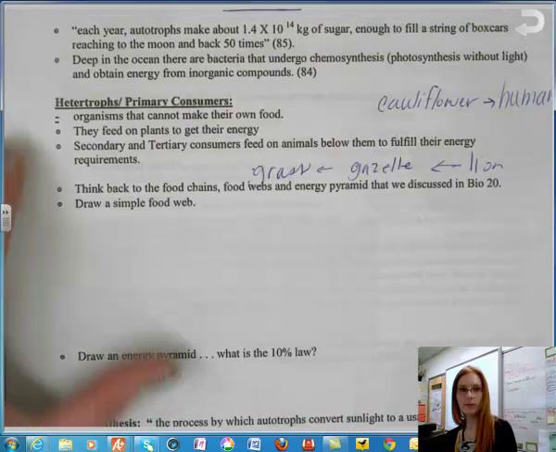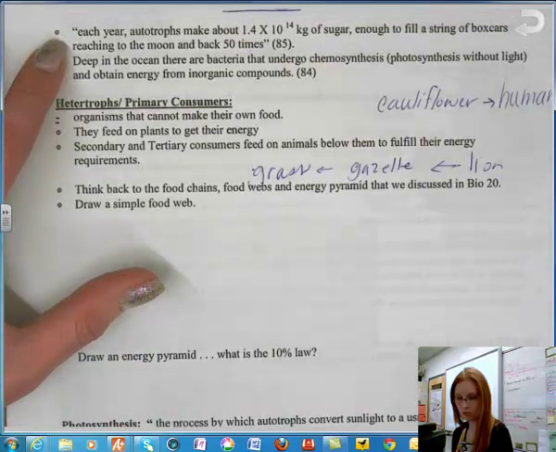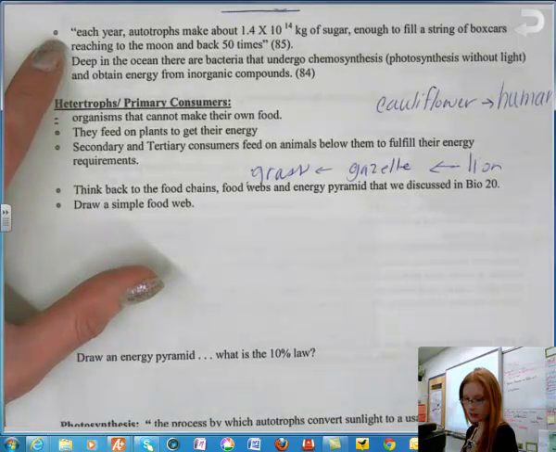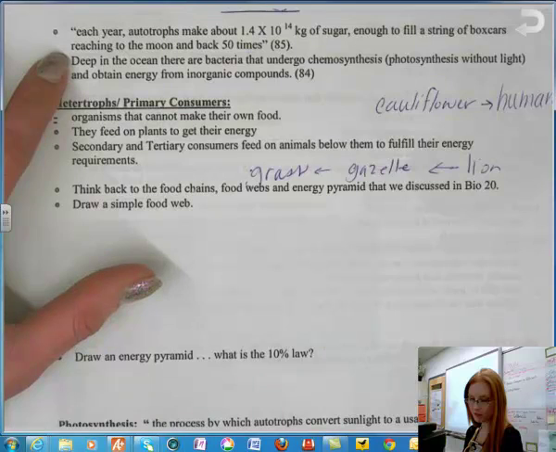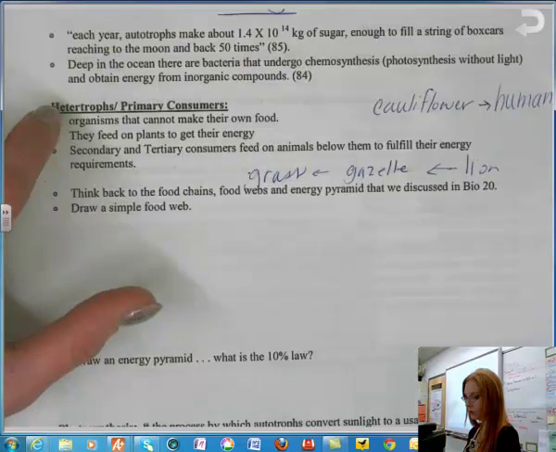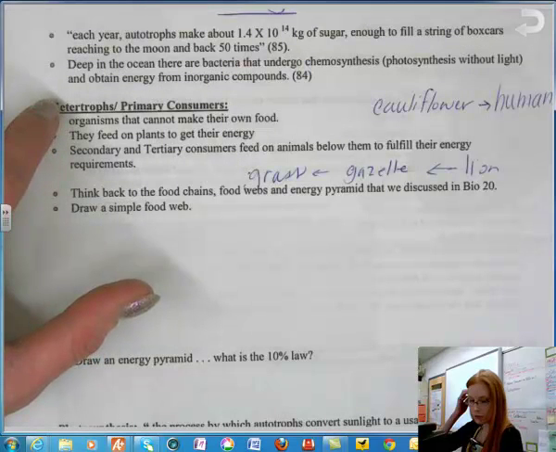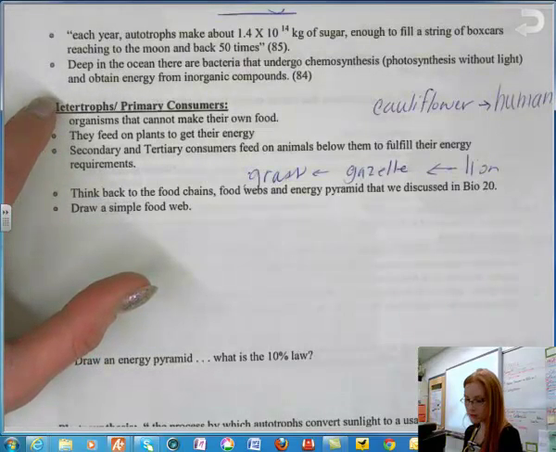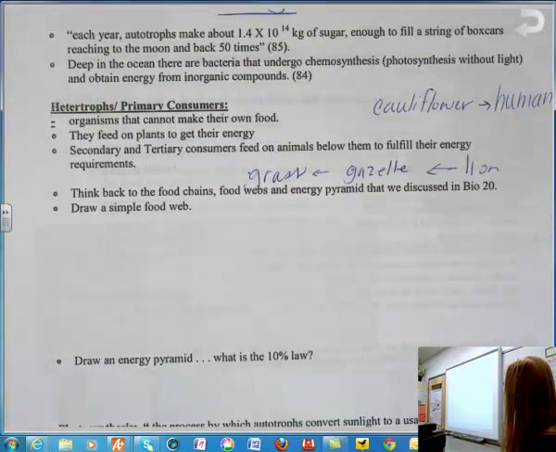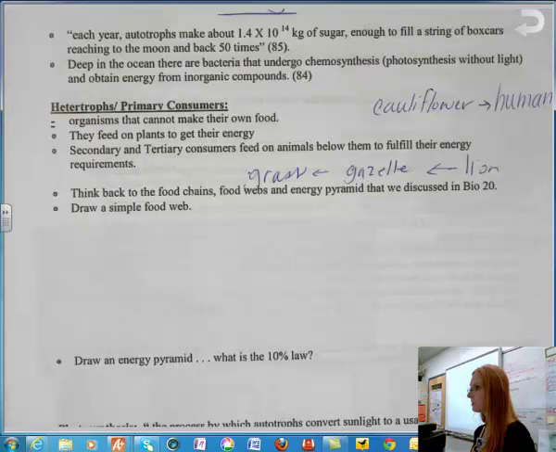Now, let's move on. Each year autotrophs can make 1.4 times 10 to the 14 kilograms of sugar, or enough sugar to fill a string of boxcars reaching to the moon and back 50 times. So there's a lot of sugar produced. Deep in the ocean, there are bacteria that undergo chemosynthesis, or photosynthesis without light, and they obtain energy from inorganic compounds. So we will talk about chemosynthesis as one of those ways to get energy without using light, but only very specific organisms can do that.